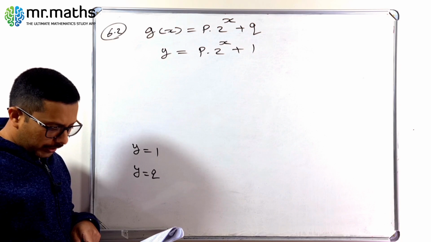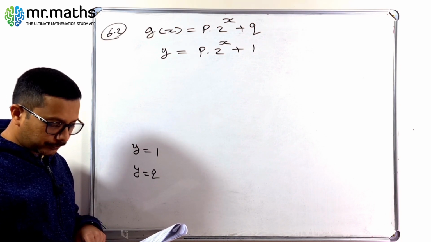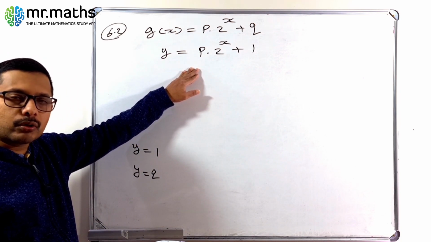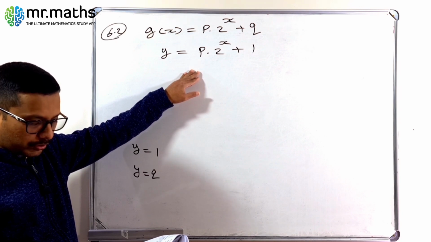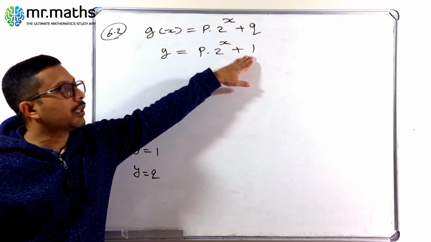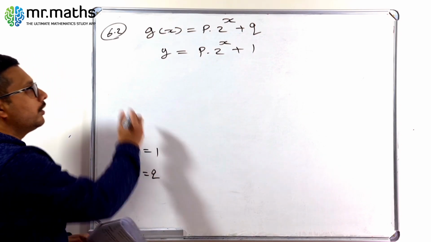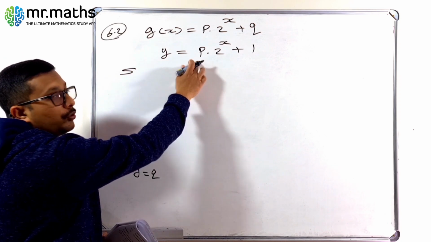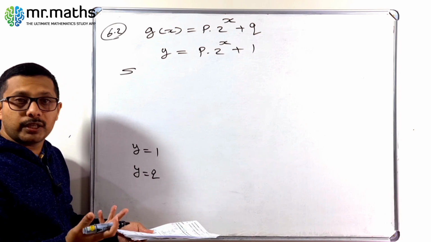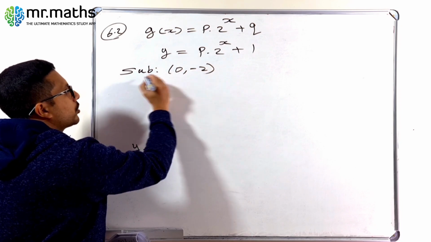Okay, now what do you want to find? And it passes through the point (0, minus 2). So this exponential graph passes through the point 0 comma minus 2. And what is the question? You have to find the values of p and q. Q we already found. What is the value of q? It is 1. So outstanding is this p. And what do we have to do to find the value of p? We have to substitute that point 0 comma minus 2. We did many questions like that. Okay, so substitute 0 comma minus 2.